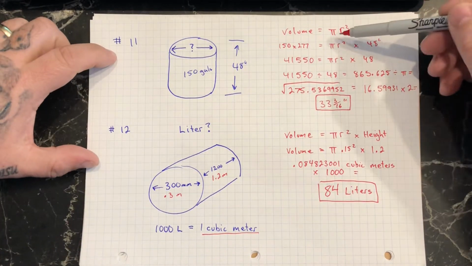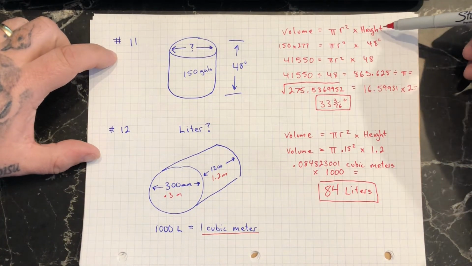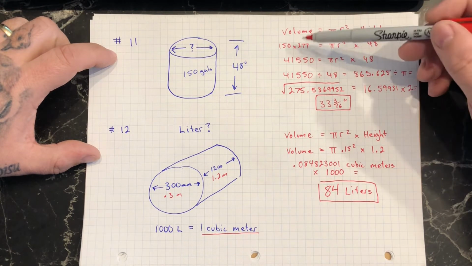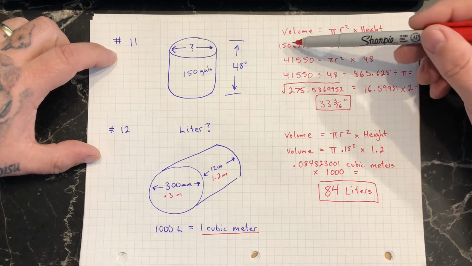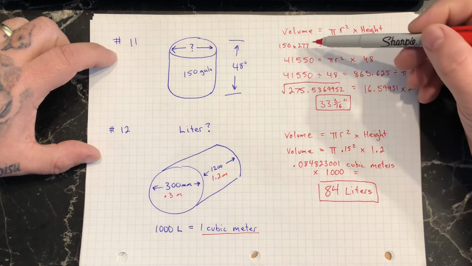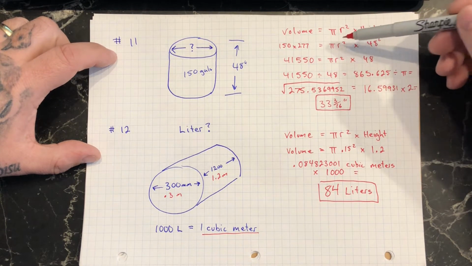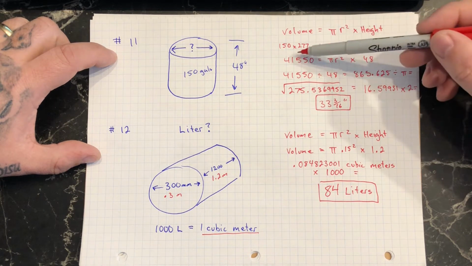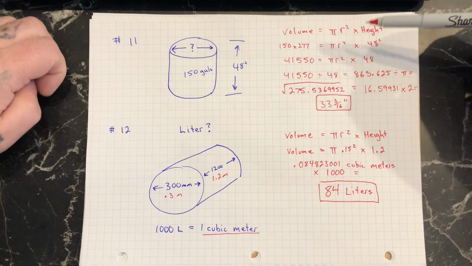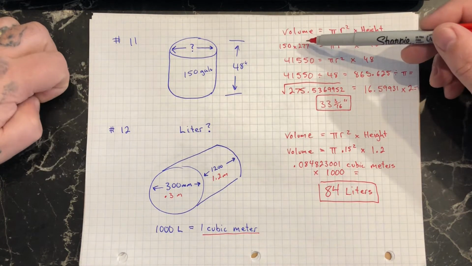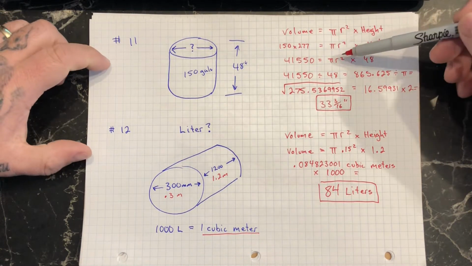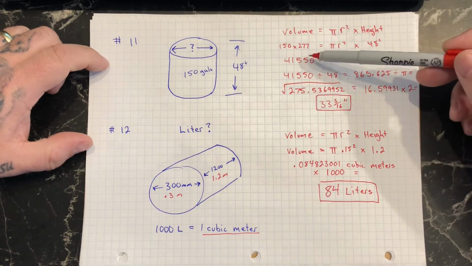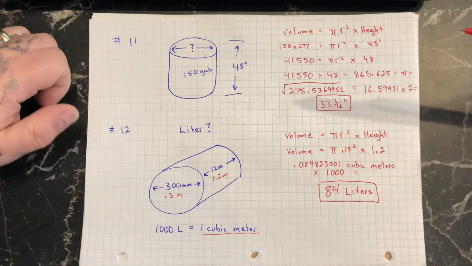I've written the formula out here and broken it down step by step. Volume equals pi r squared times height. Our volume is going to be 150 gallons times 277, and then pi r squared times 48. 41,550 is the answer of 150 times 277. So if this times this equals this, then this divided by that will equal that.